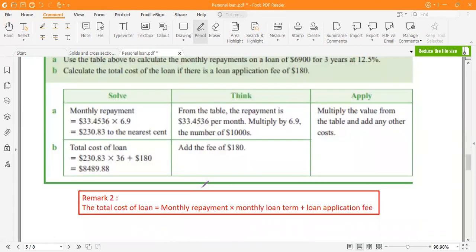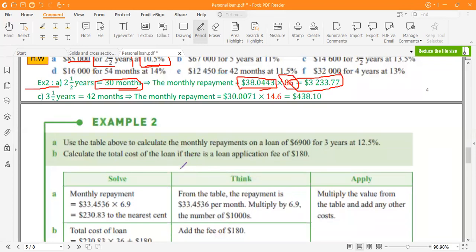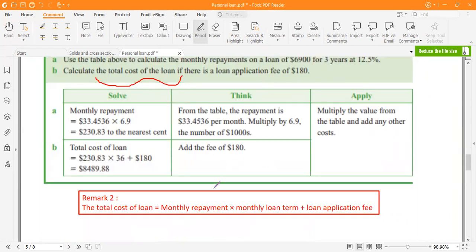Easy. So we will move on to how to calculate the total cost of the loan. The total cost of the loan equals the monthly repayment times the loan term in months, because we repay the cost, with interest, over the loan term in months.